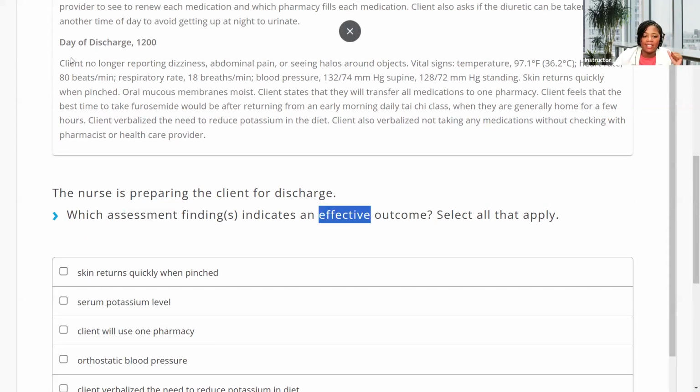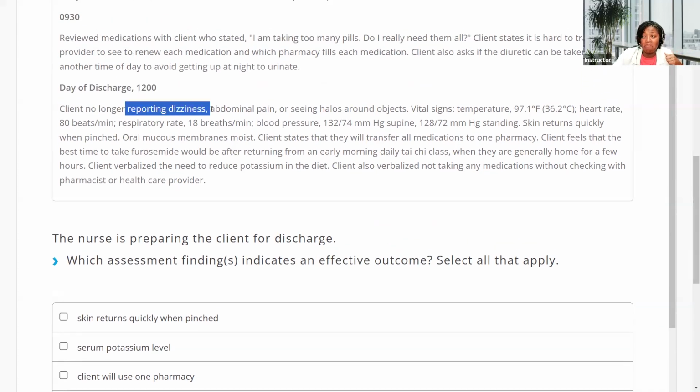That the patient has had. All right. Discharge day. Client no longer reporting dizziness. No longer reporting abdominal pain. No longer reporting seeing halos around the objects, right? Wow, that's very good. Vital signs: temp is 97.1, heart rate 80, respiratory rate at 18, blood pressure 132 over 74, supine, and 128 over 72, standing. The skin returns quickly when pinched. Oral mucous membranes are moist.